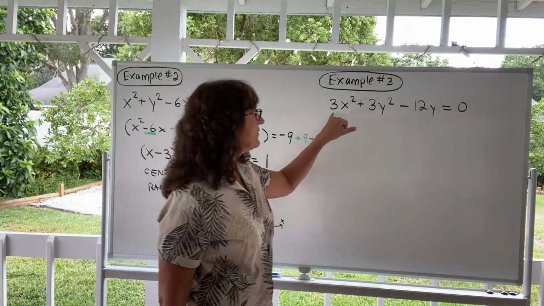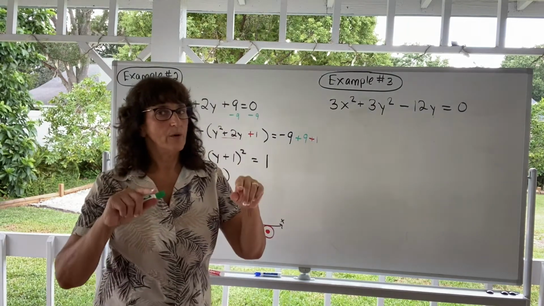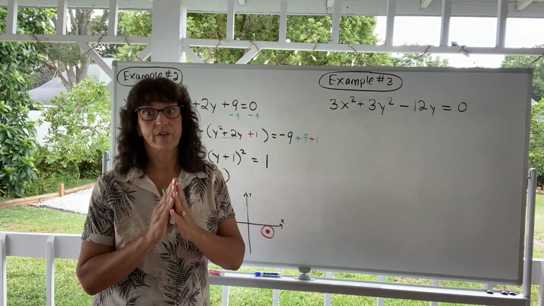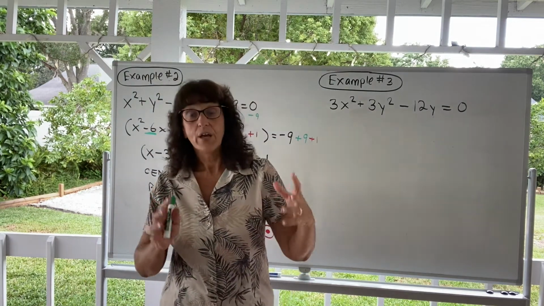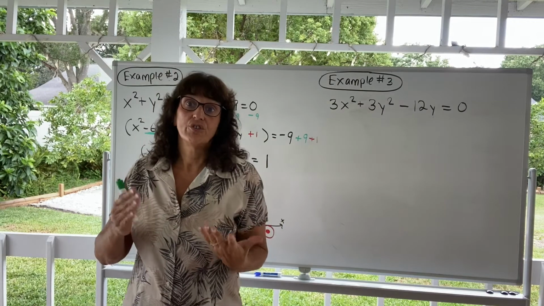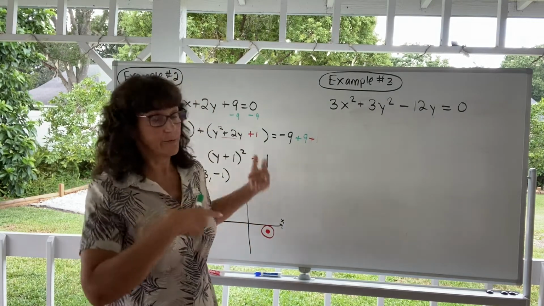The coefficient on the x squared and y squared will always be the same. What if the coefficients on the x squared and y squared are not the same? If they're not the same, you don't have a circle, you'd have an ellipse. And this video is about circles.